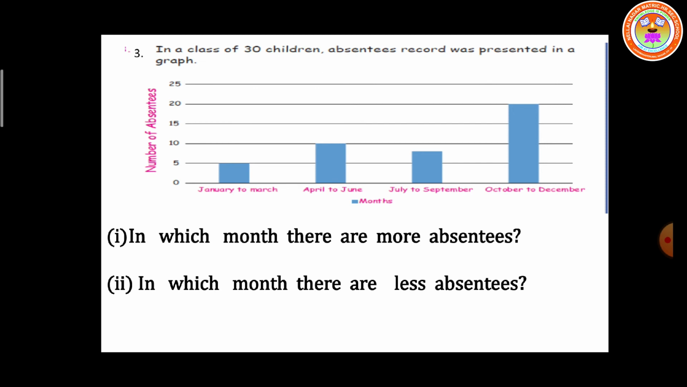First question, in which month are there more absentees? See, by looking at the graph itself, we can find out, October to December, right? Then in which month are there fewer absentees? That is January to March.